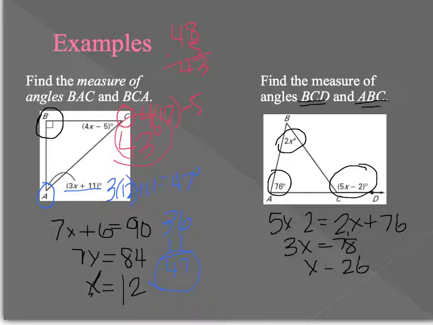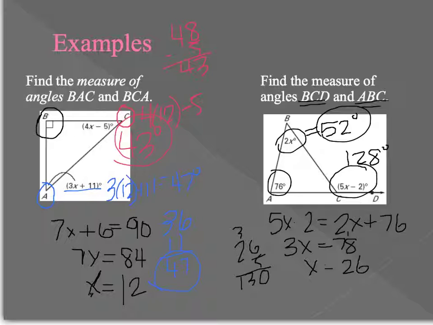Again, I need these angle measures. So angle ABC is the easier one. 2 times x is 52 degrees. 2 times 26, so I've got that one. Then for the other angle, I have to take 5 times 26, so 26 times 5 is 130. So I have 130 minus 2, which gives me 128 for angle BCD. So again, I should be able to take 52 and 76 and add those together and get the exterior angle, which is 128. And I did. So that's it.